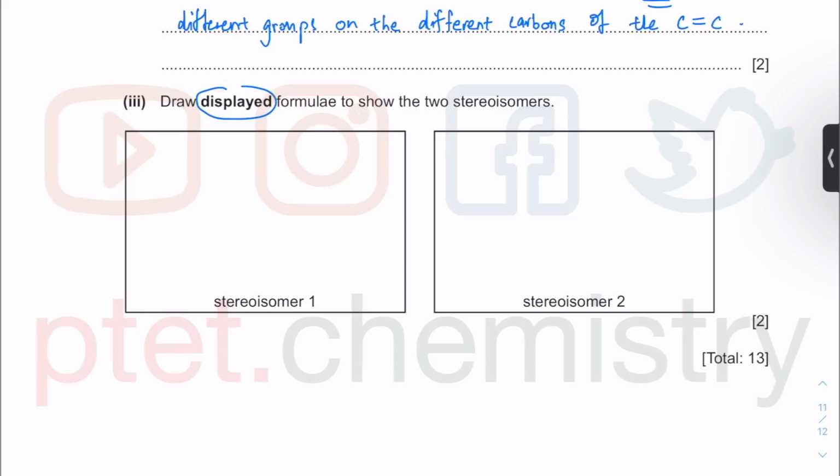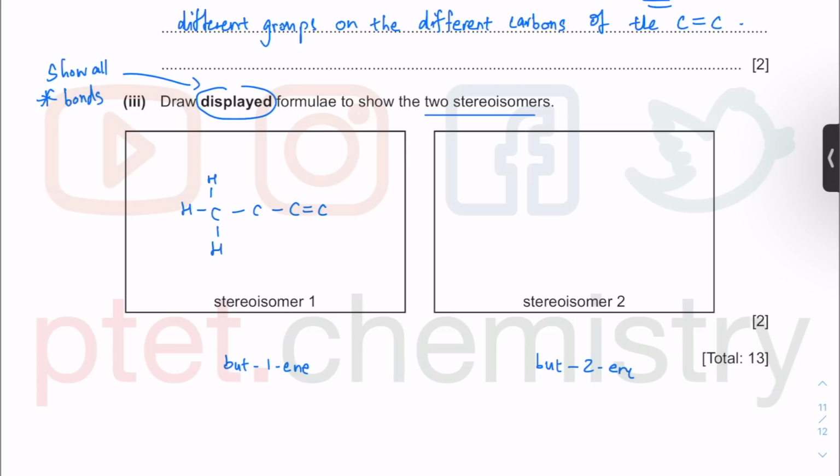Draw display formula. Display means show all the bonds. So do not forget that you need to show all the bonds for display formula for these 2 stereoisomers. So remember it was but-1-ene as well as but-2-ene earlier. So I'm just going to show but-1-ene first. So carbon-carbon double bond and then like that. And then put in all the hydrogen. So C4H8. Carbon forms 4 covalent bonds. So make sure you count carefully. 1, 2, 3, 4. So only 2 hydrogen there.